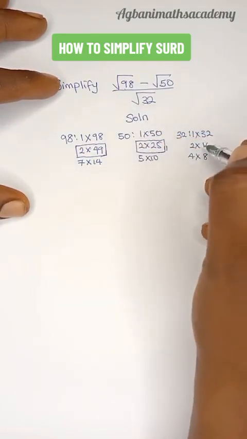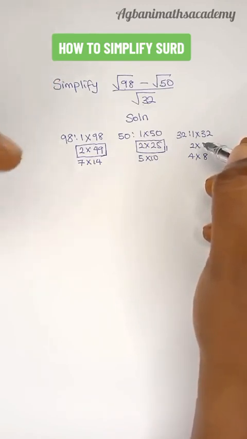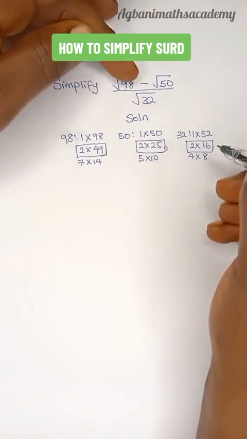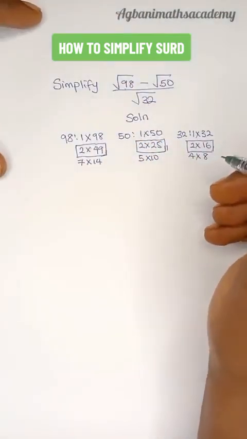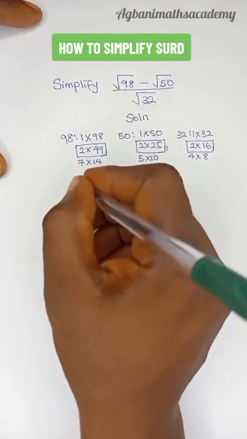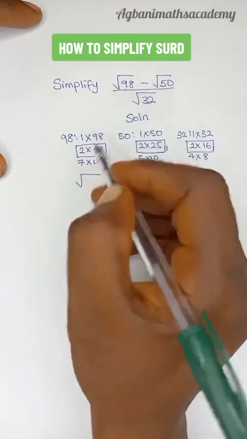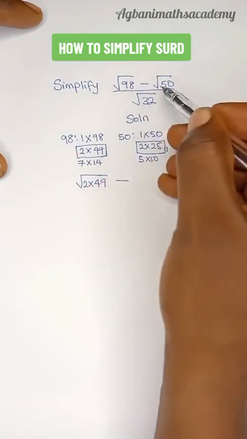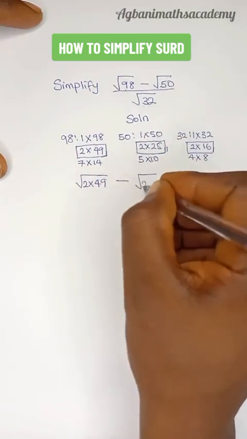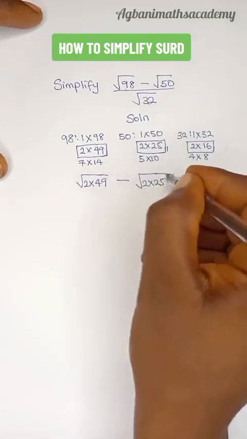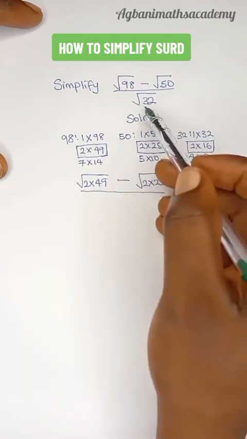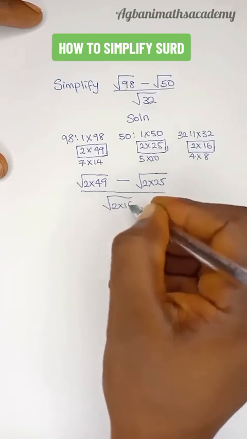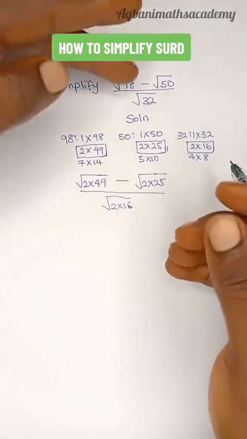And to save our time, 16 is a perfect square because the square root of 16 is 4, so we can also use this combination. We are going to replace these values with these three combinations. So we have square root of, instead of 98, 2 multiplied by 49, minus, instead of square root of 50, square root of 2 multiplied by 25, all over, in place of square root of 32, square root of 2 multiplied by 16. So we have been able to expand these initial numbers.